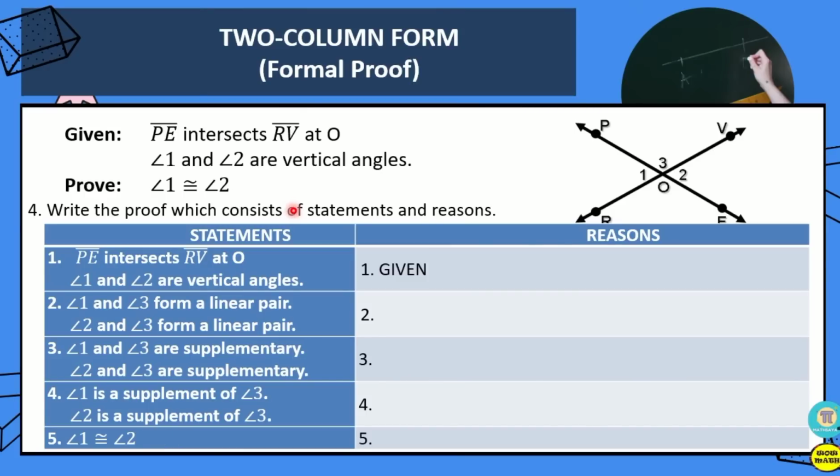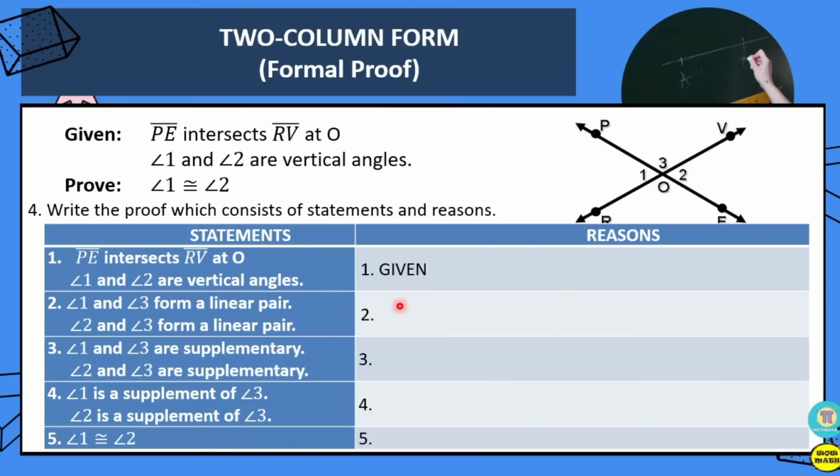So, our given, lahat ng nakalagay dito, ilagay mo dyan. So, that is your given. Next, hanap ka ng way, hanap ka ng iba't ibang theorem, postulate, or definition na magli-lead sa'yo doon sa iyong angle 1 is congruent to angle 2 para ma-prove natin yon. So, ano-ano yon? Pwedeng ito. Angle 1 and angle 3 form a linear pair. Also, angle 2 and angle 3, these two form a linear pair. Ganun din po ito.